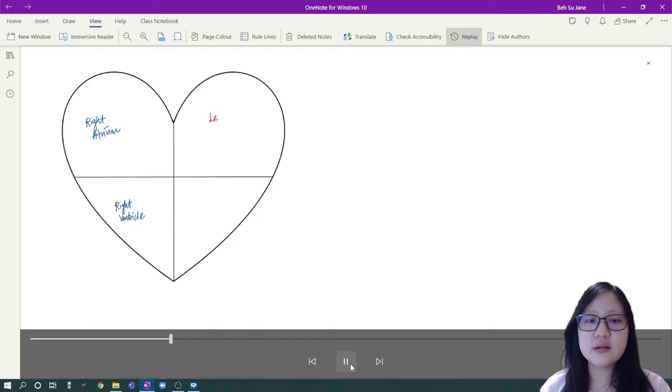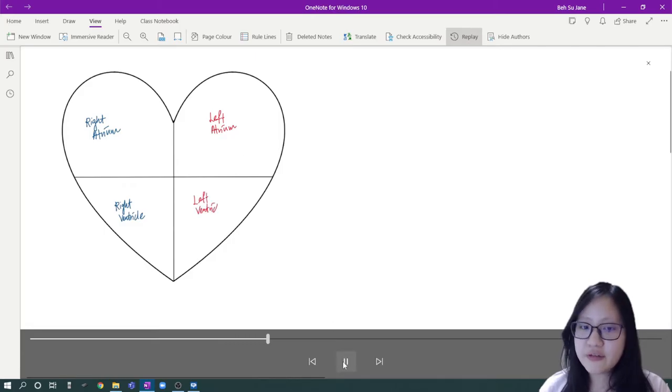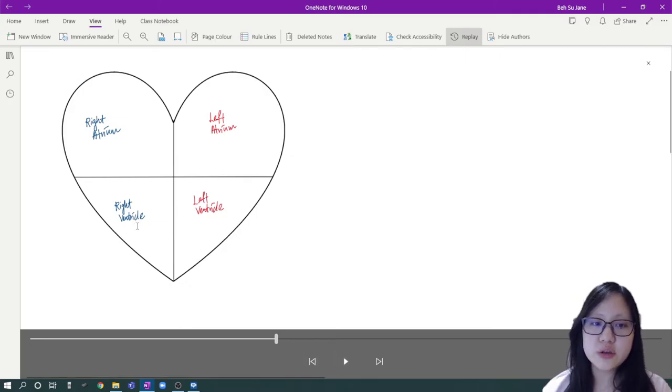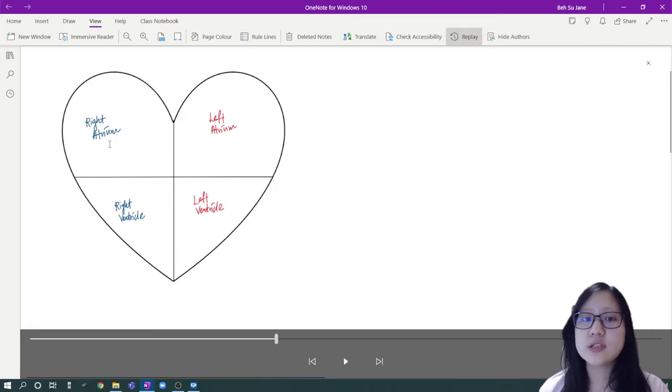Again, since it's someone else's heart and not yours, the right side of the diagram would be the left of the person. So these are the four chambers of the heart: the right atrium, right ventricle, left atrium, and left ventricle. And as you can see, I've used blue and red to symbolize deoxygenated blood as well as oxygenated blood. So the ones in blue would be carrying deoxygenated blood.